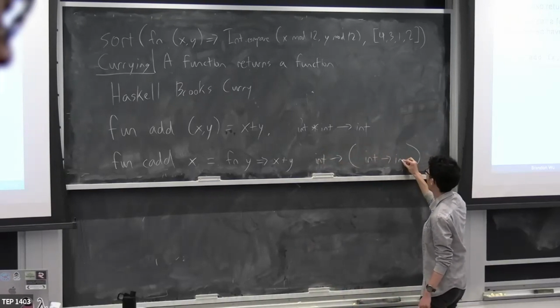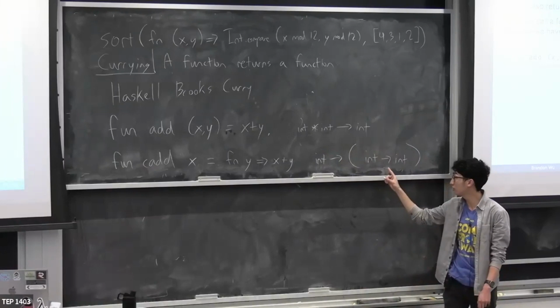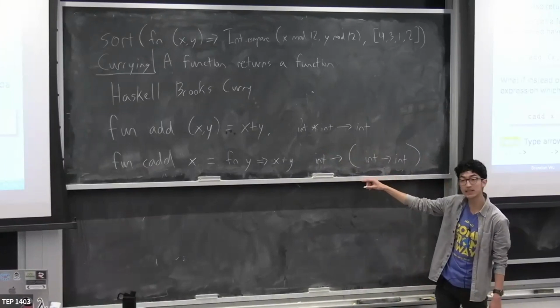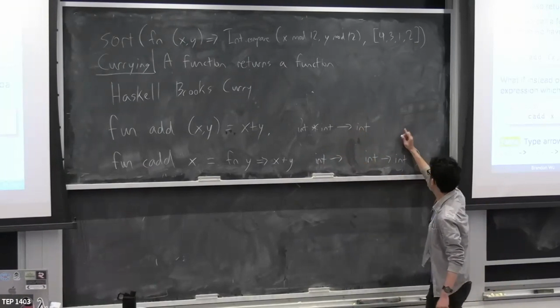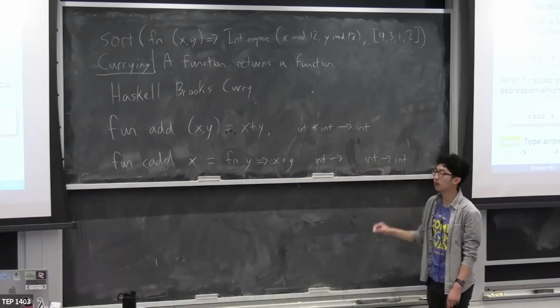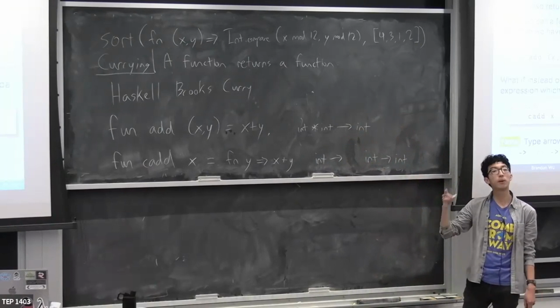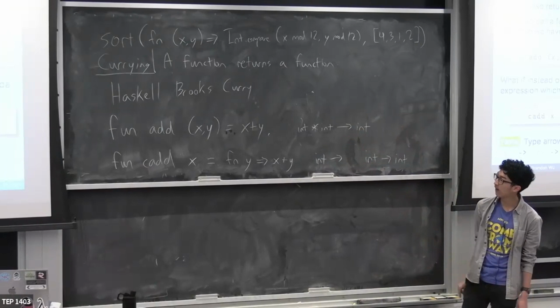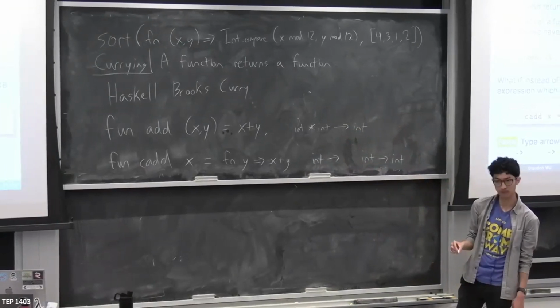It actually turns out that these function type arrows are right associative, meaning that if I write this, it's actually the same as this. So we can actually omit that if we want. But yeah, good observation. So the way we would say this is int to int to int. And that is our curried add function, okay?